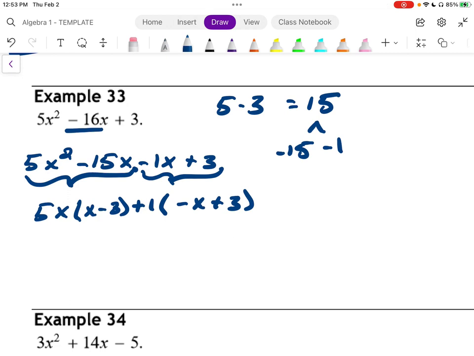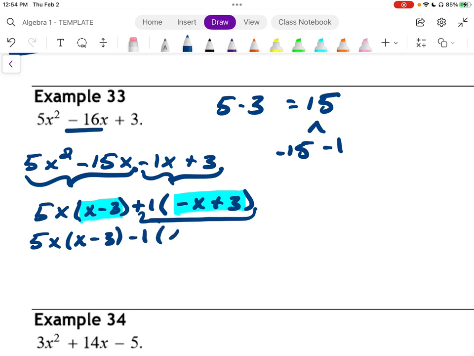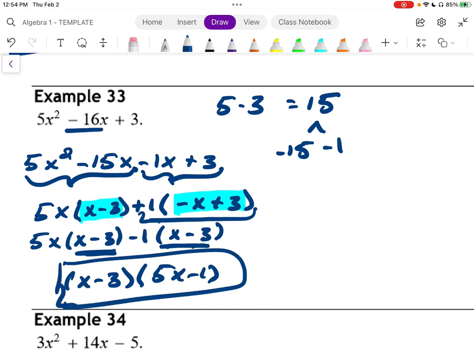Well, that's not going to work out because we've got an x minus 3 and then a negative x plus 3. We see that those signs are swapped. So what I'm going to do here is take a negative out of this one. So I'm going to write down the first as 5x times x minus 3. And then if I change this to a negative 1, then it'll be x minus 3 in the parentheses. Right? So I kind of remove that negative. Now this will work out. I've got a repeated x minus 3, so that can come out front. And then I have 5x minus 1 left over. And there we are.